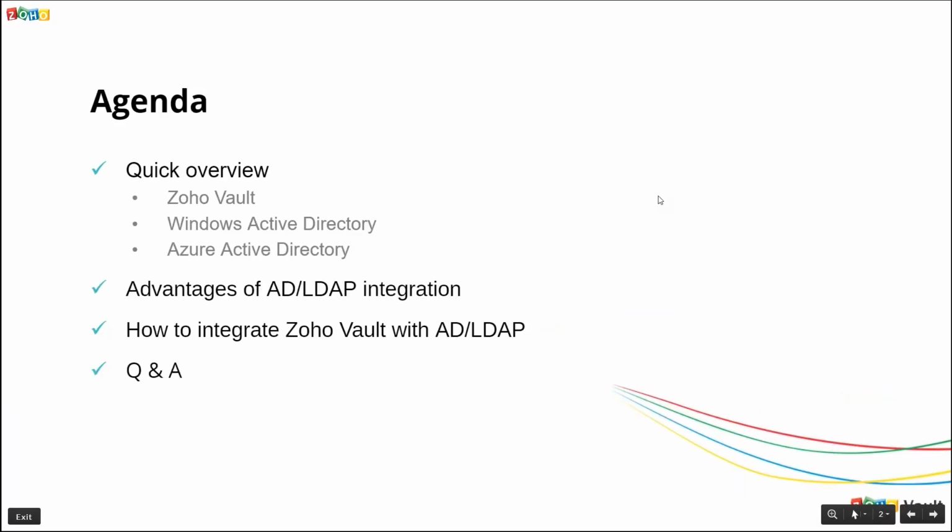This is the agenda of this session. I will be covering a quick overview of traditional methods of password management and how to manage passwords with Zoho Vault effectively. Also, a quick overview of Windows Active Directory and Azure Active Directory. Next, we will be looking at the advantages of AD LDAP integration, how to integrate Zoho Vault with Microsoft Active Directory, and then a live demo integrating Zoho Vault with AD. Finally, ending with an interactive Q&A answering your doubts.